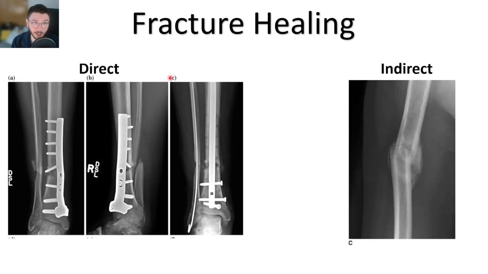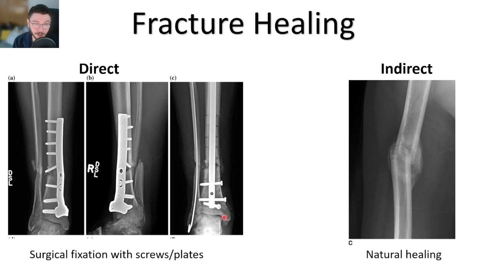So we have fracture healing, and there are two different ways we can have it. We can have direct, which is what we want with surgery, and we can have indirect. The difference is that direct has no callus formation, and the reason for that is because callus will take longer and it won't be aligned properly. As you can see here, this is misaligned, so we want to surgically fixate this with screws, plates, and whatnot, and after that they sort of get removed here, as you can see.